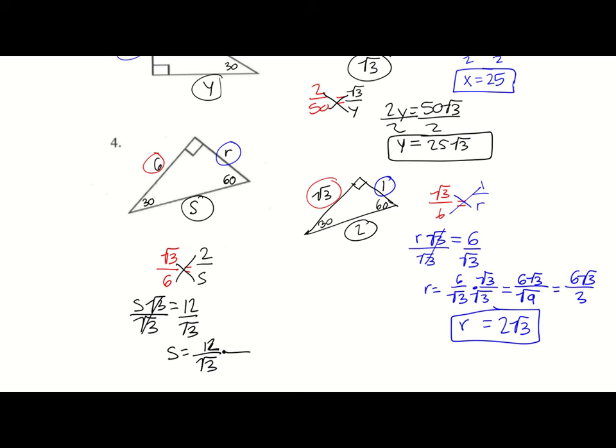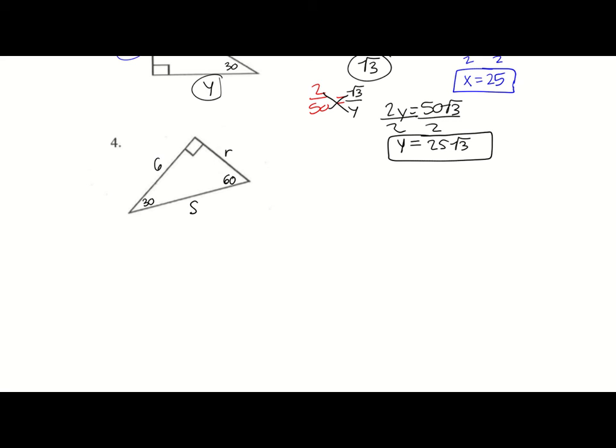Get rid of that square root on the bottom. Square root of 3 over square root of 3. 12 times the square root of 3 over square root 9. I know square root of 9, just like before, is 3. And 12 divided by 3 gives me 4. So I'm left with 4 square root 3 equals s. So those are my final two answers for number 4.